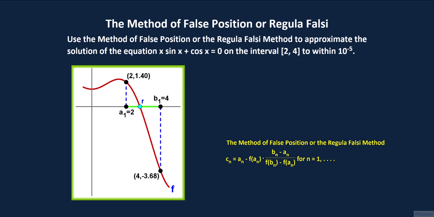In order to determine the endpoints a sub n plus 1 and b sub n plus 1 of the next interval in which we look for the next approximation c sub n plus 1, we consider the sign of the product of f of a sub n and f of c sub n. If f of a sub n times f of c sub n is less than or equal to 0, then the new left endpoint a sub n plus 1 is a sub n, and the new right endpoint b sub n plus 1 is c sub n. If this inequality fails, then the new left endpoint is c sub n, and the new right endpoint is b sub n.